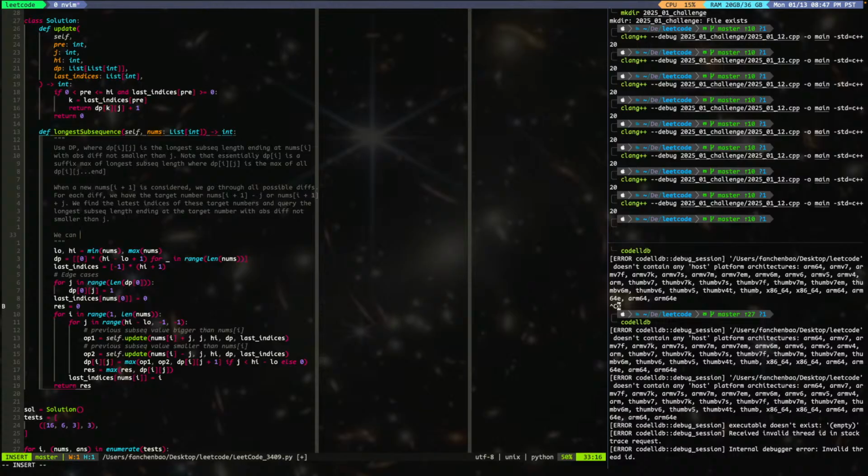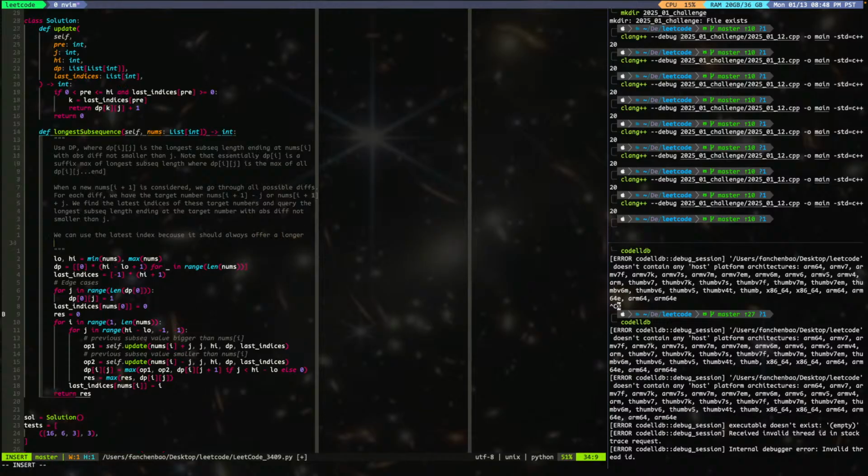We can use the latest index because it will always offer a longer subsequence than an earlier index with the same number.